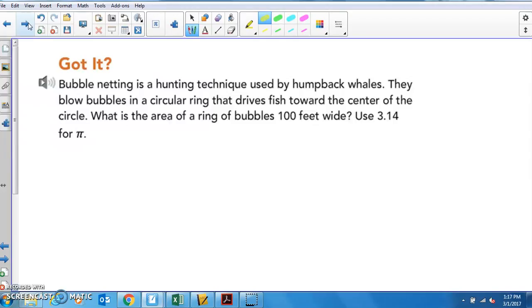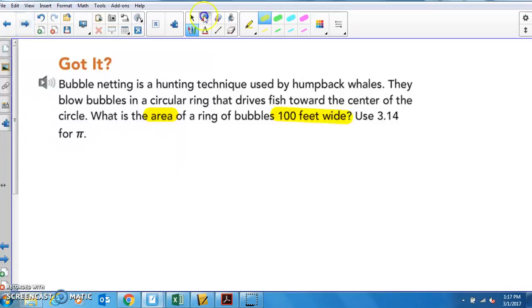It says bubble netting is a hunting technique used by humpback whales. They blow bubbles in a circular ring that drives fish toward the center of the circle. What is the area of a ring? So we want to find the area of a ring of bubbles 100 feet wide.